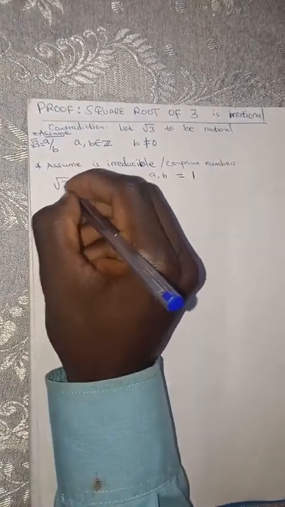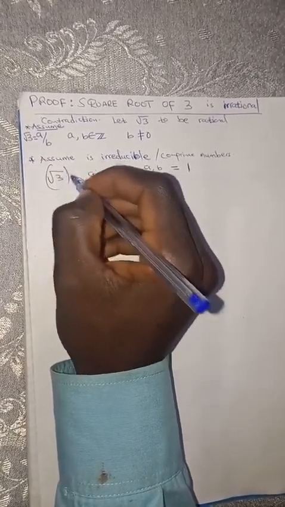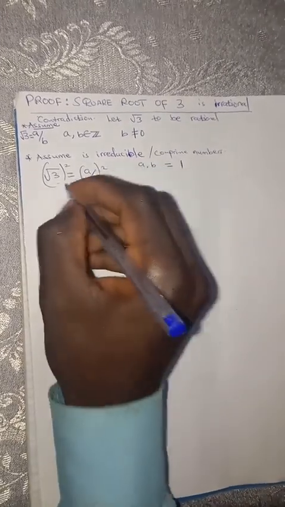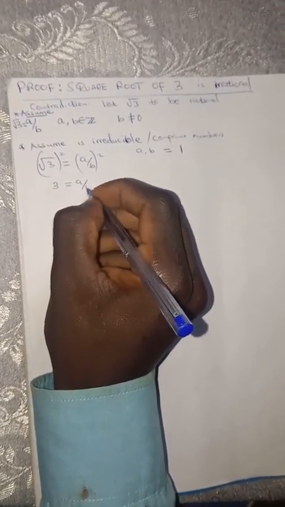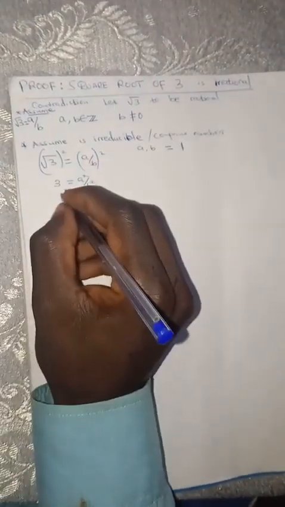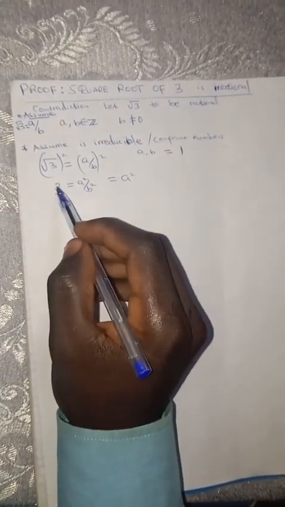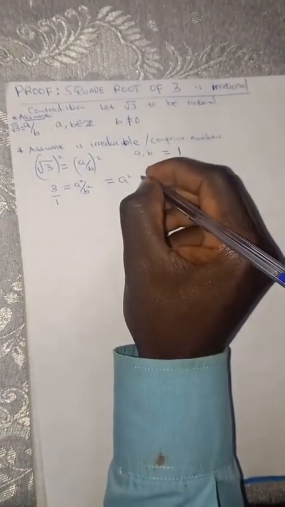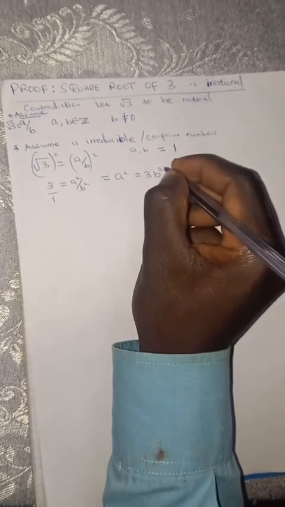The square root of 3 equals a over b, where we square this so that we get rid of the square root. So we have 3 equals a squared over b squared. We can cross multiply, so that we have a squared times 1, and 3 times b squared. That's a squared equals 3b squared.